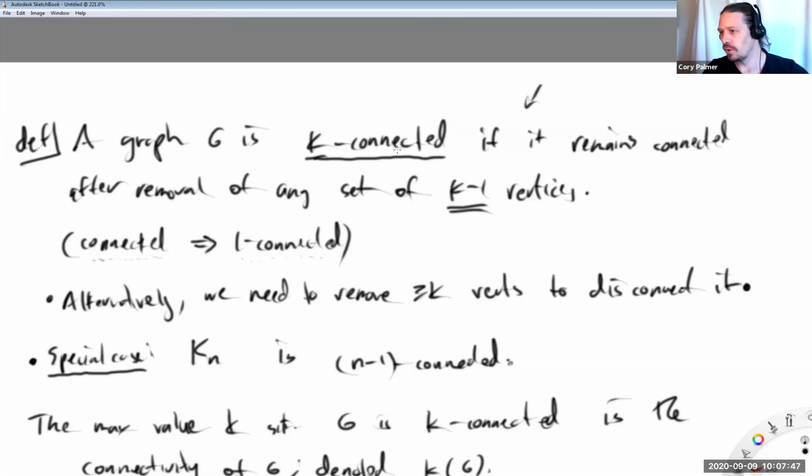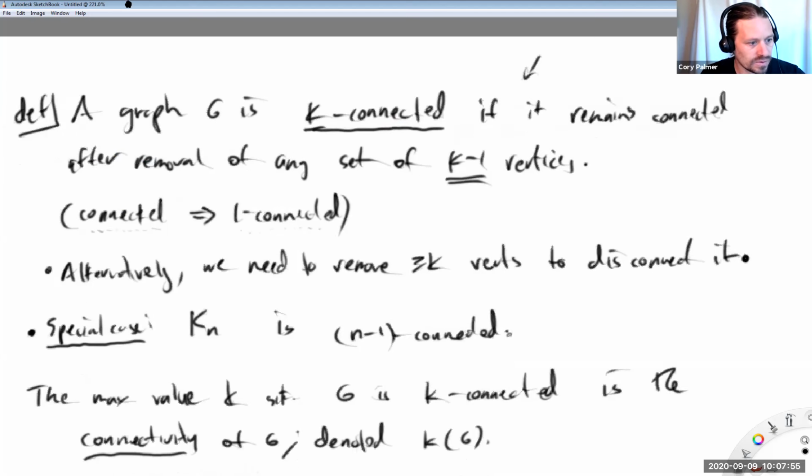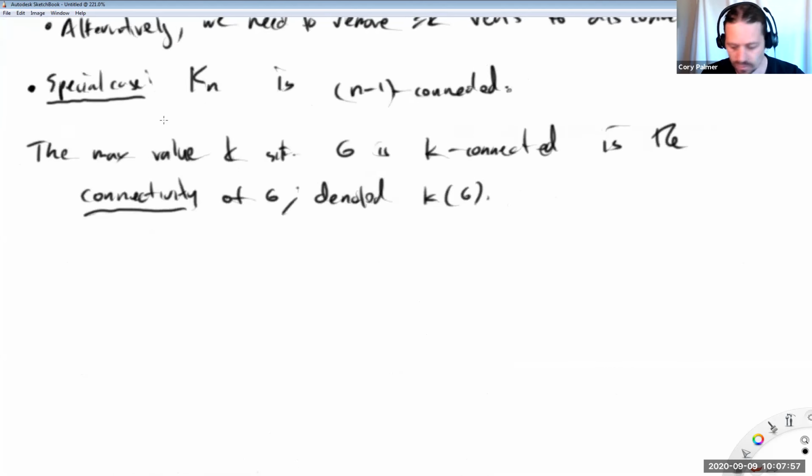But this is the starting point definition. The other one, again, will be a characterization. And from then on, we can use it as a definition. Okay. So that's what's called vertex connectivity. There's also edge connectivity. And that's very similar. It's defined in the same way. It's just removing edges instead of removing vertices. And it has a little bit different behavior.